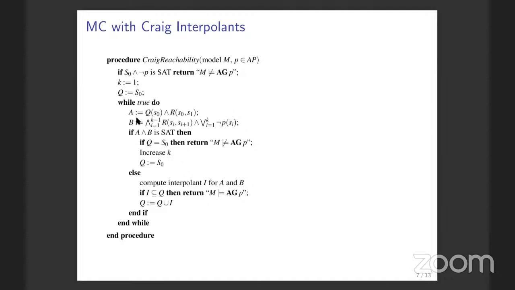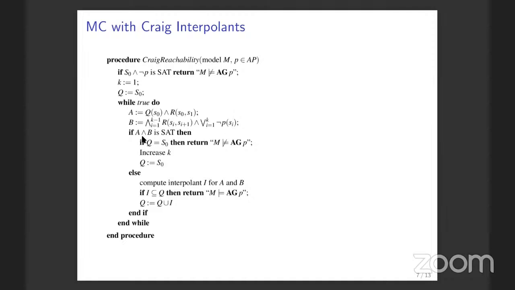What it is doing is you build a BMC formula, just like you're using bounded model checking. A and B is your standard BMC formula of size K, starting from K equal to 1. I have split that into an A part and a B part. A is the one-step part, and B is the remaining part. In the beginning, of course, B will only have the bad state.